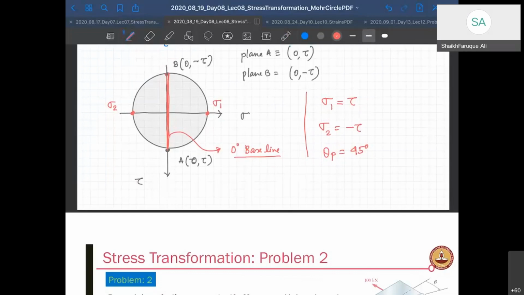The element, if I have to draw, will look something like this. So that will make an angle of 45 degrees. That I can push back to sigma here. That will make an angle of 45 degrees with the horizontal.